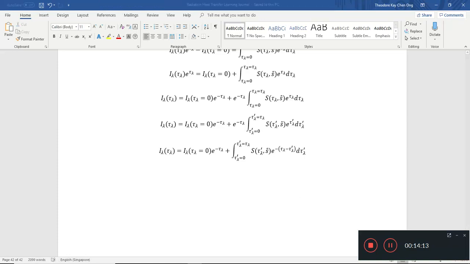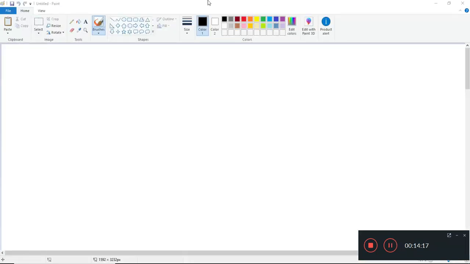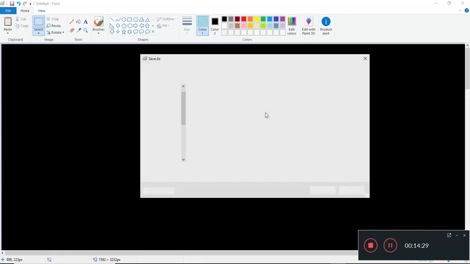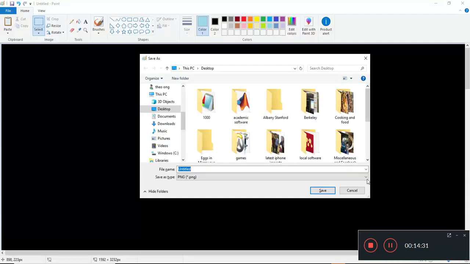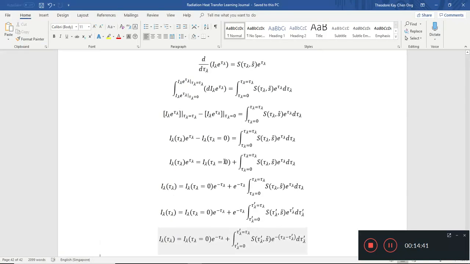Now let's bring up MS Paint. I'm going to color the background black for easier reference. Get this blue. Control O and delete. Okay, I don't need to save anything here. Maybe I'll just save it as heat transfer radiation. That will be my saving file.